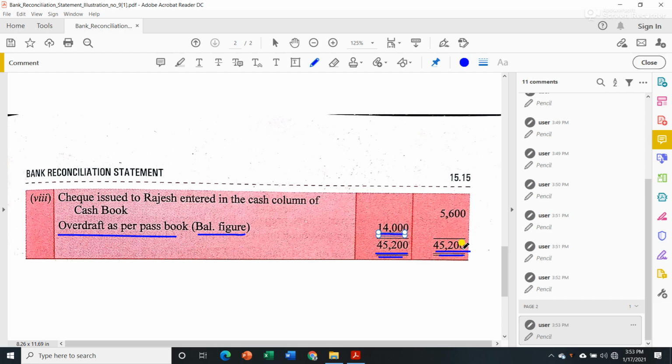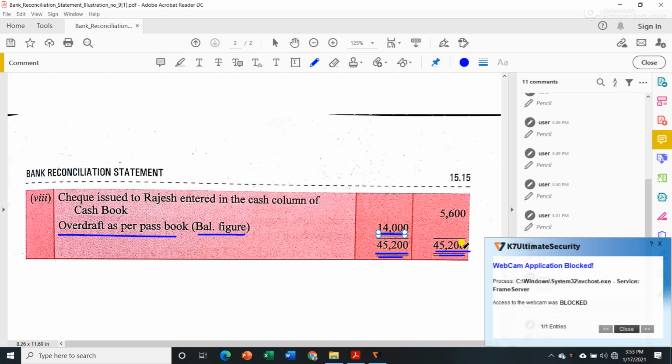Okay, now in all these illustrations we discussed how to prepare a bank reconciliation starting with credit balance or unfavorable balance as per cash book. Okay, I hope you understood these illustrations and try to practice the practical questions given in your textbook.